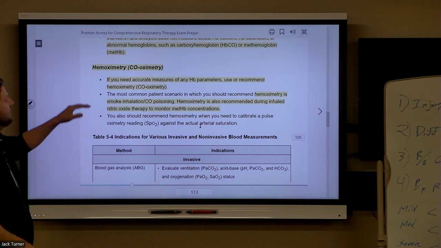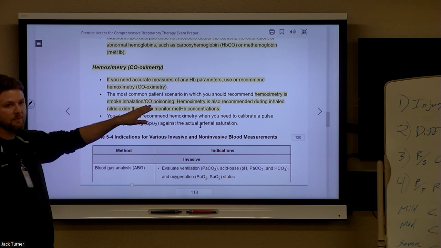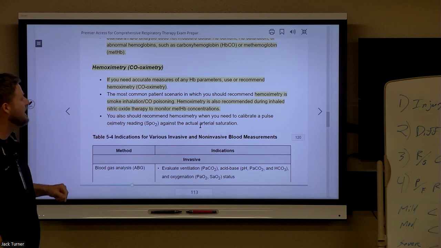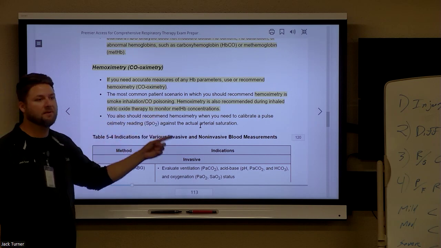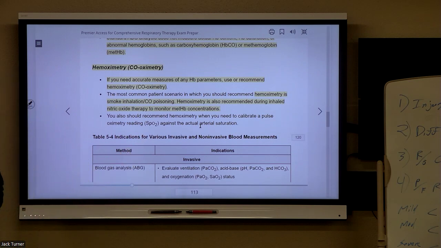And just, you know, the number one time I'm thinking co-ox is obviously smoke inhalation carbon monoxide poisoning, right? But also keep in mind that methemoglobin can pop up through various forms of drugs, including inhaled nitric oxide. So you got your baby on INO, you got your ARDS patient on INO, you might want to go ahead and check that methemoglobin every once in a while. If I give a bunch of lidocaine, probably want to check my methemoglobin. If I've given a drug that treats PCP pneumonia, I probably want to check my methemoglobin.